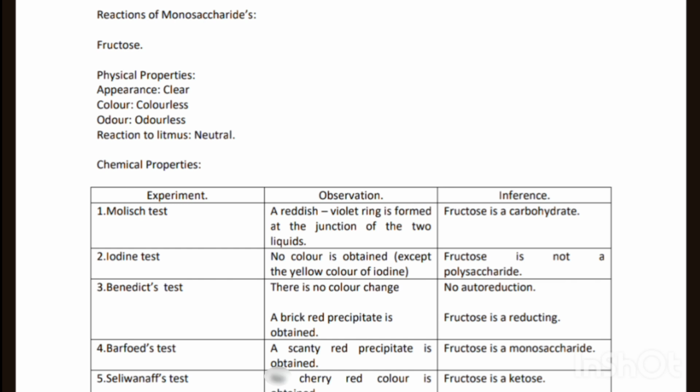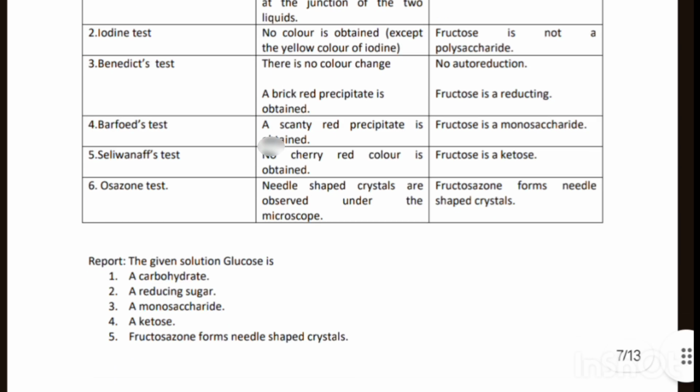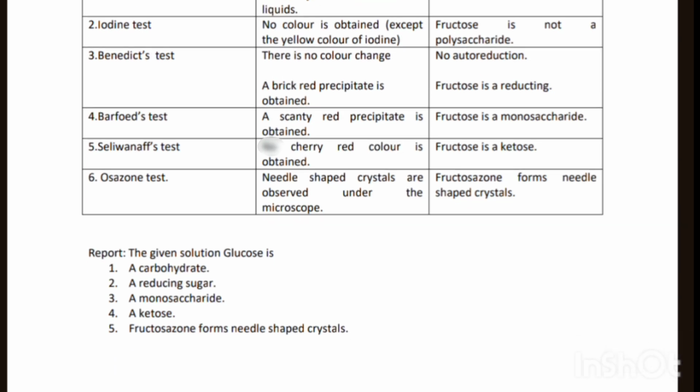Coming to Seliwanoff test, we have positive, that is cherry red color is obtained. Why? Because fructose is a ketose. And if you are doing osazone test, again needle shaped crystals are observed under the microscope. Fructose forms needle shaped crystals. You can write the report. Report is important. The given solution fructose is a carbohydrate, reducing sugar, monosaccharide, ketose, and fructose forms needle shaped crystals.